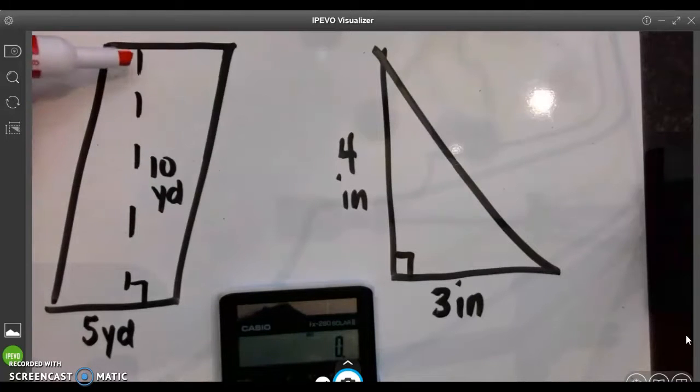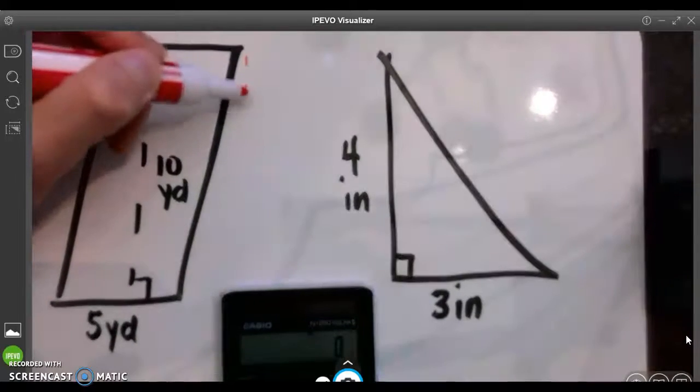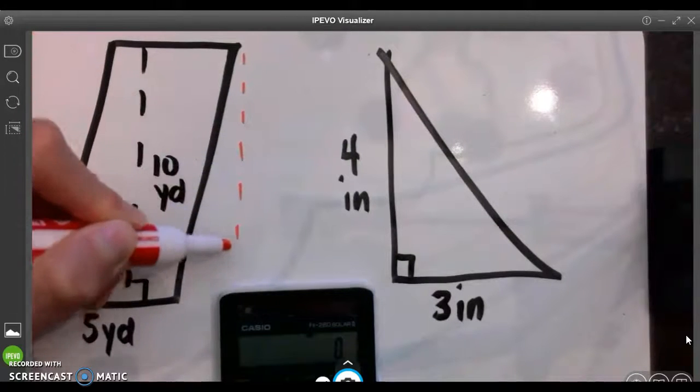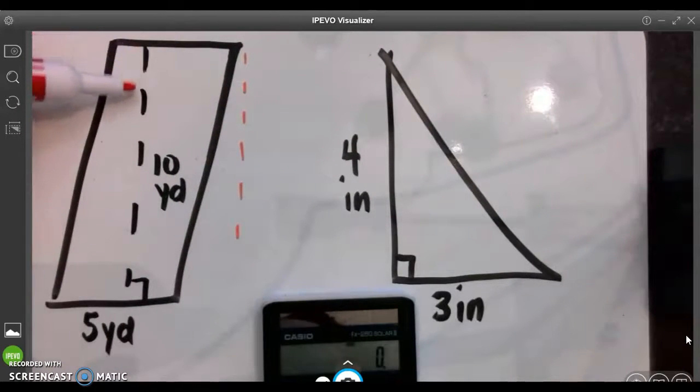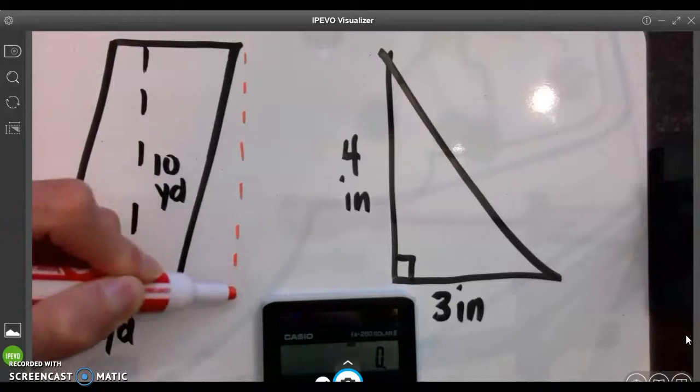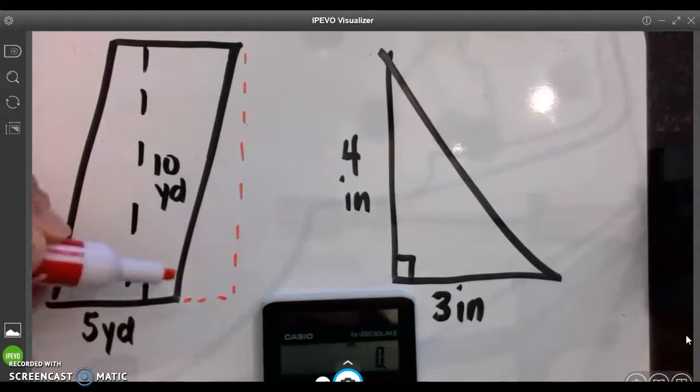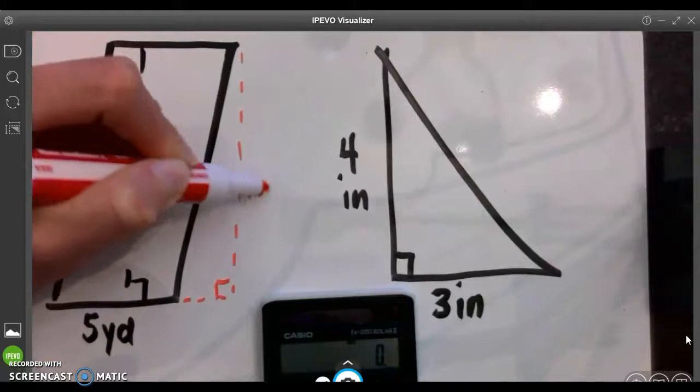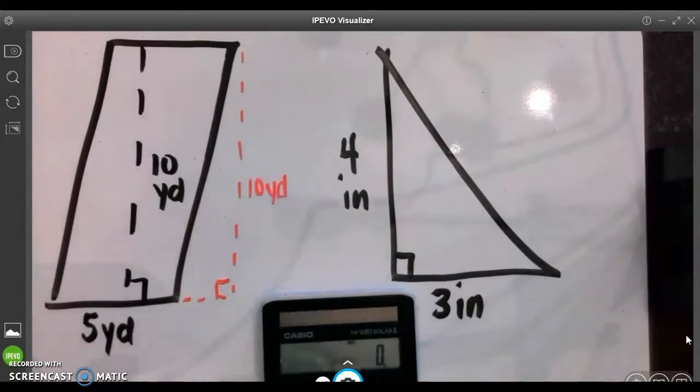Sometimes the height is shown within the parallelogram like this. I did not see any where the height was shown on the outside, but it can be shown like that, and that 10 yards could be put on the outside also. So it could be either way, but we're looking for that perpendicular, that right angle. So we have a base and a height. None of the problems that I was given gave me extra information, just a base and a height.